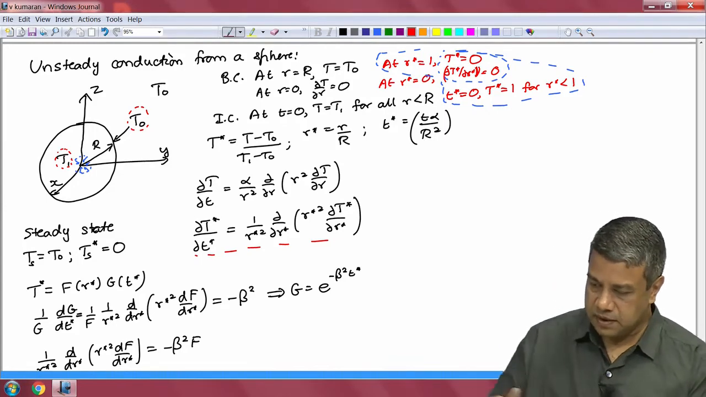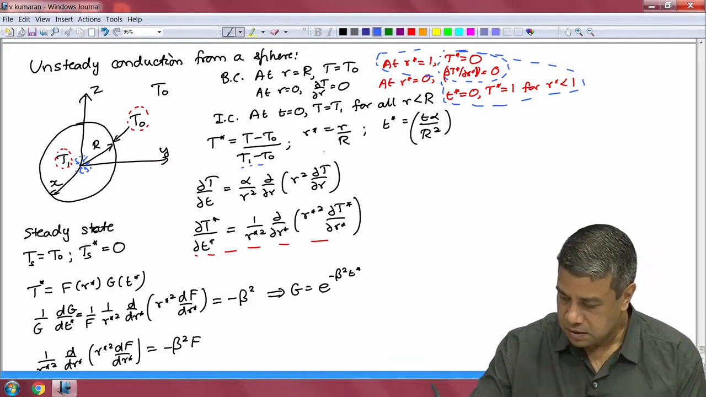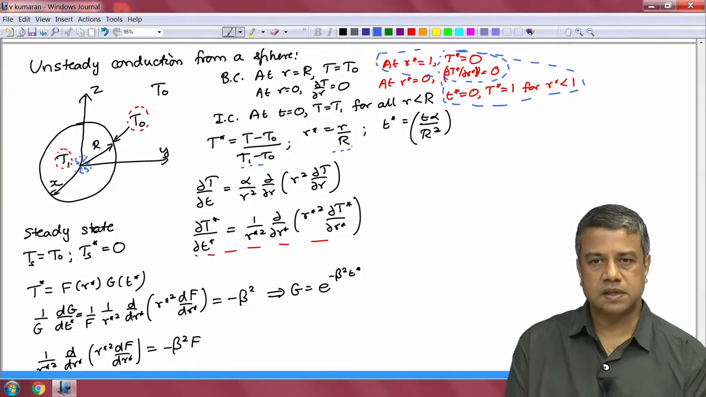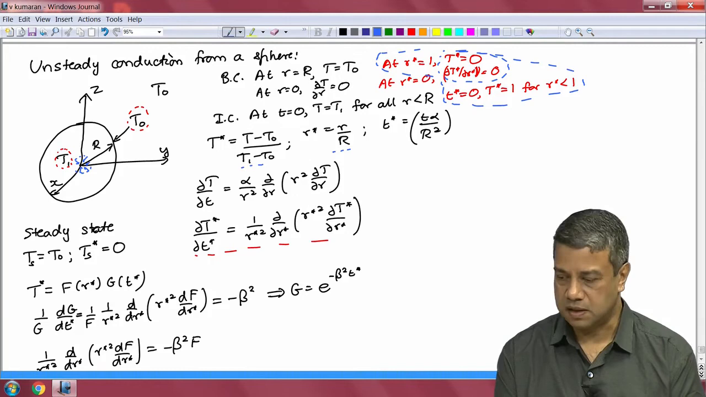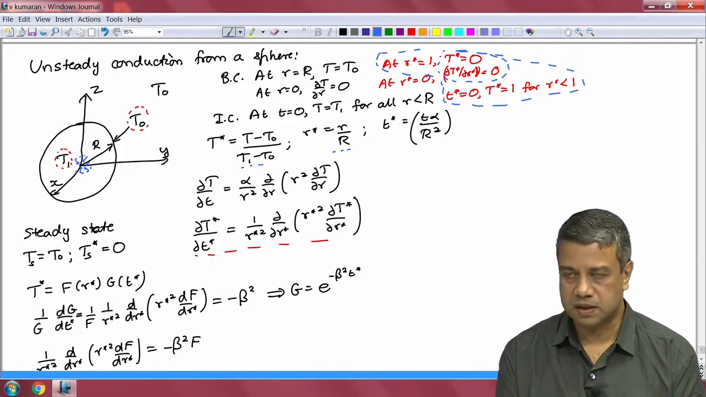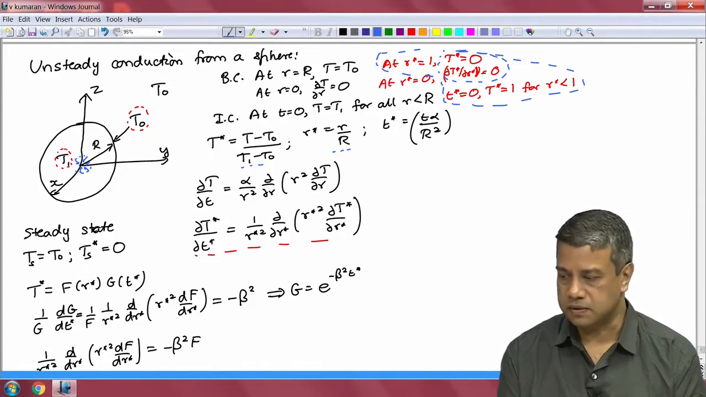We have defined scaled variables so that the temperature at the surface is equal to 0 and the initial temperature is 1, and the surface is at r star is equal to 1. And then the boundary conditions were that at r star is equal to 1, T star is equal to 0.